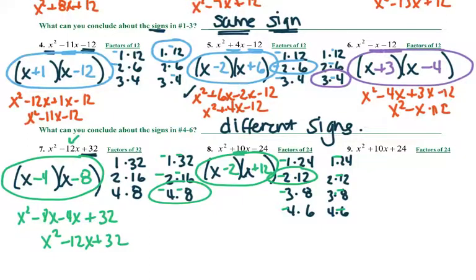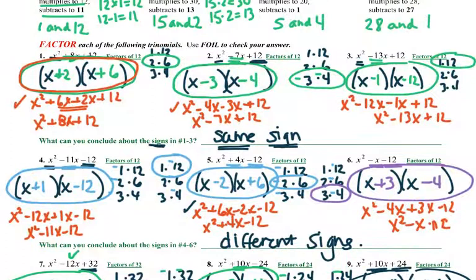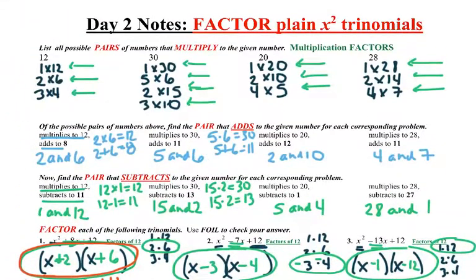Same combos again, x and x, now it's got to multiply to a positive 24 and add to a positive 10. So this is going to be both positive, plus 4, plus 6. X squared plus 6x plus 4x plus 24. X squared plus 10x plus 24. So you've done this before, but we know that this is tricky and it's so important. So we review, again, factoring trinomials.